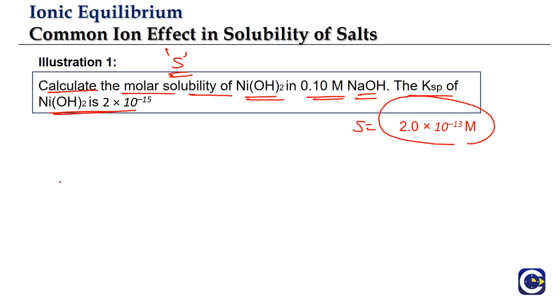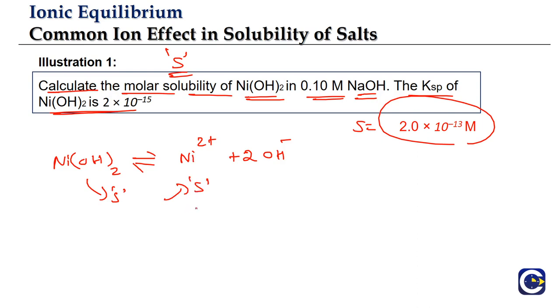So let us see. We have nickel hydroxide. If it is getting dissolved, we are going to get nickel 2 plus ions and 2 OH minus ions. Let us say S is the molar solubility. Then for every one particle of nickel hydroxide dissolved, we get 1 Ni2 plus ion, meaning the concentration of nickel is S. And for every one particle, we get 2 OH minus ions, so the amount will be 2S here.